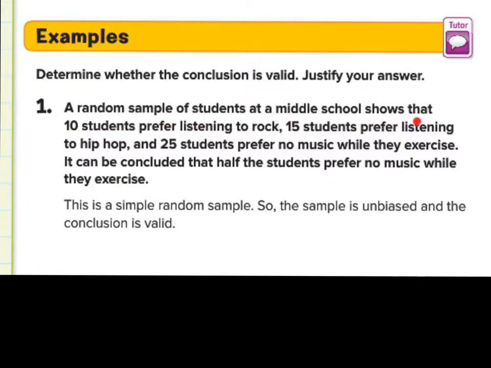We have 10 students prefer listening to rock, 15 students prefer listening to hip hop, and 25 students prefer no music while they exercise. This is a simple random sample, so the sample is unbiased and the conclusion is valid. So it is valid, and think about it. We're saying that half the students, 25, don't like music, while 10 and 15, which is another 25, listen to specific kinds of music. And it's a random sample. We just chose anybody. It says here a random sample of students at a middle school shows that. So they probably just walked around the lunchroom and asked 50 different students to answer.